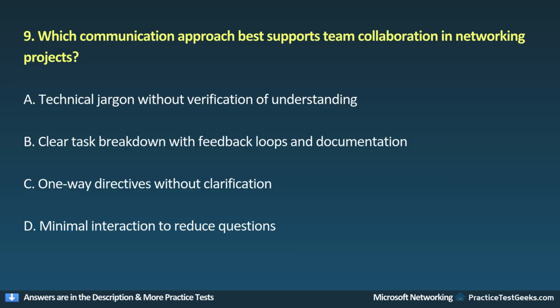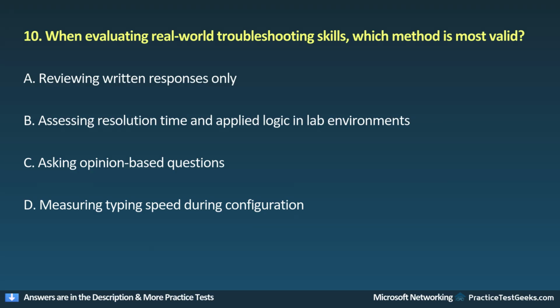9. Which communication approach best supports team collaboration in networking projects? A. Technical jargon without verification of understanding. B. Clear task breakdown with feedback loops and documentation. C. One-way directives without clarification. D. Minimal interaction to reduce questions.